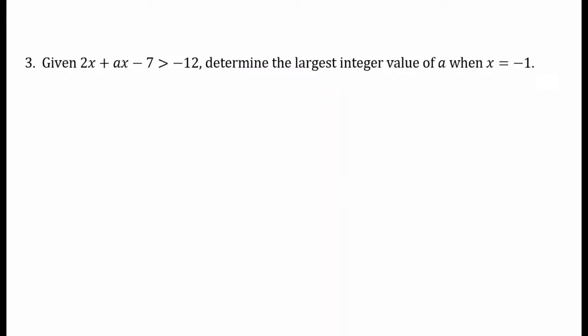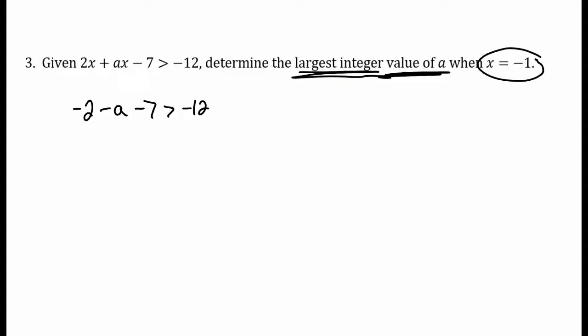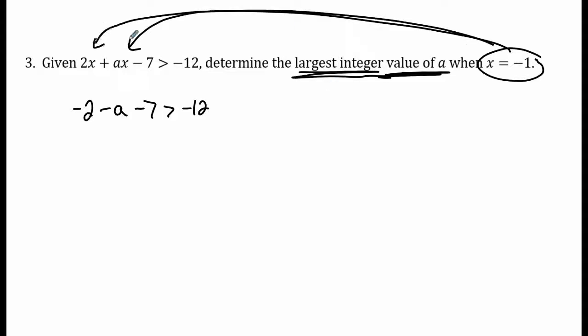Given that 2x plus ax minus 7 is bigger than negative 12, determine the largest integer value of a when x is negative 1. So they're telling me x is negative 1. Negative 2, because x is negative 1, minus a minus 7 is bigger than negative 12. I took that and I plugged it in. Combining like terms, negative a minus 9 is bigger than negative 12. Add 9. Negative a is bigger than negative 3.